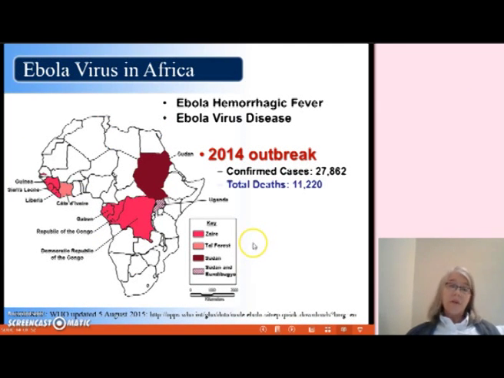The confirmed deaths, and this is updated as of the 5th of August from the World Health Organization. You have to download their actual spreadsheet to see the different counts now. And as mentioned, it's almost 28,000 people with confirmed cases, and of those, 11,000 have died. So you can see it's a very high death rate.